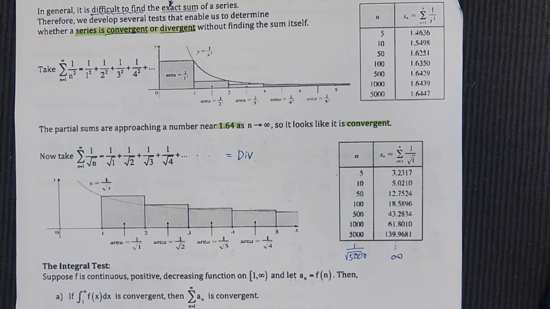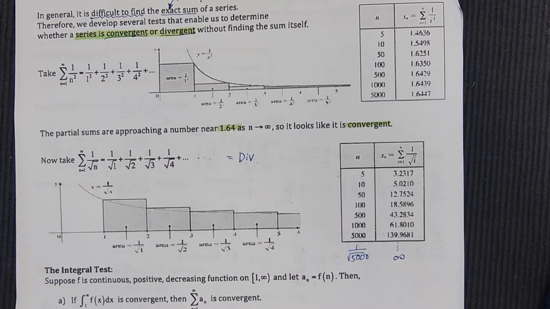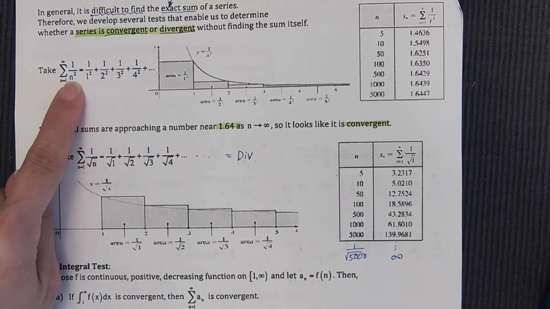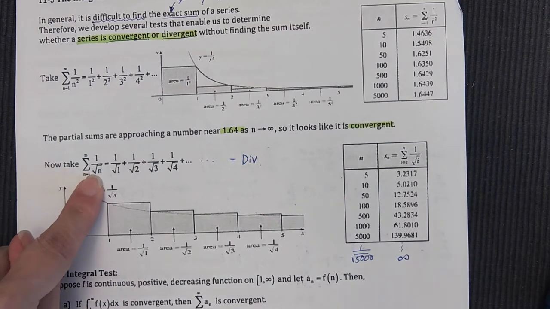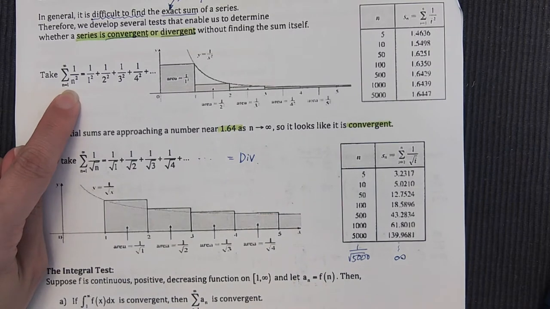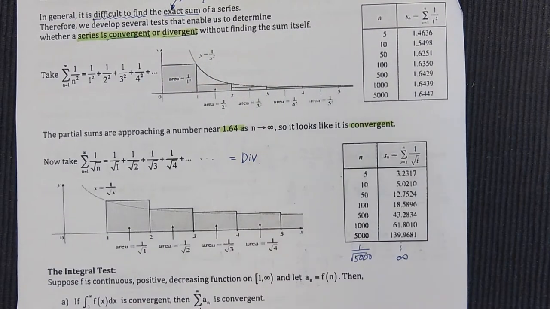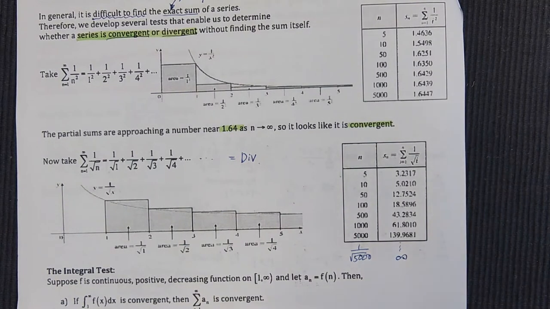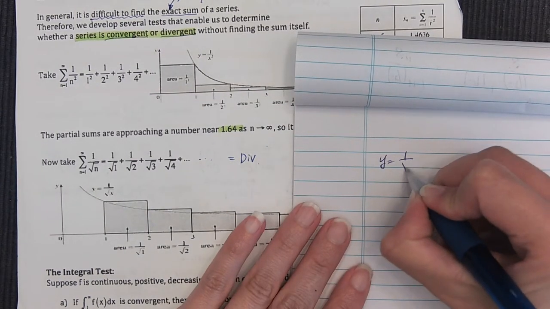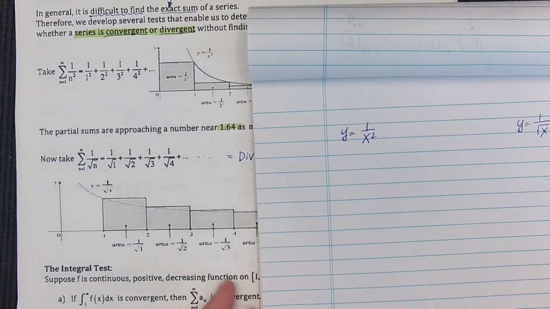Okay. Did you see? Why does this one go convergent, but this guy goes divergent? Why is that? The key is here. 1 over n squared, this is 1 over square root of n, right? If you put the numbers here, can you see that? This graph and the difference of the dot graph.